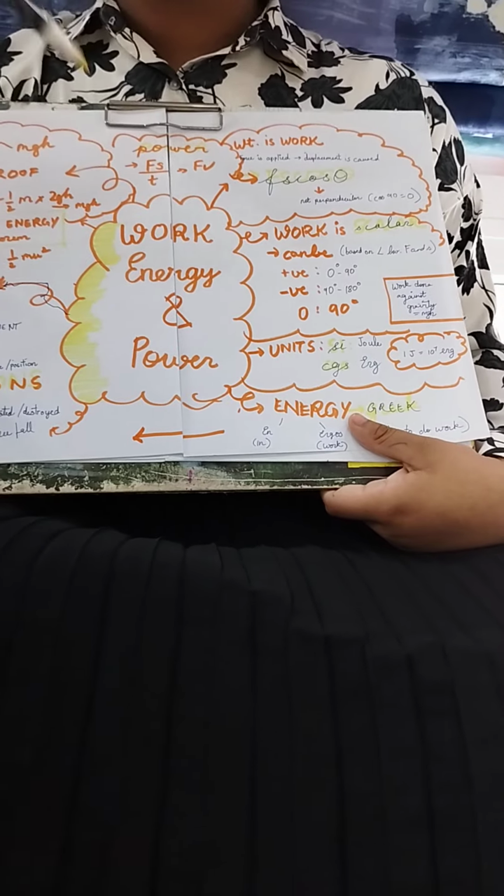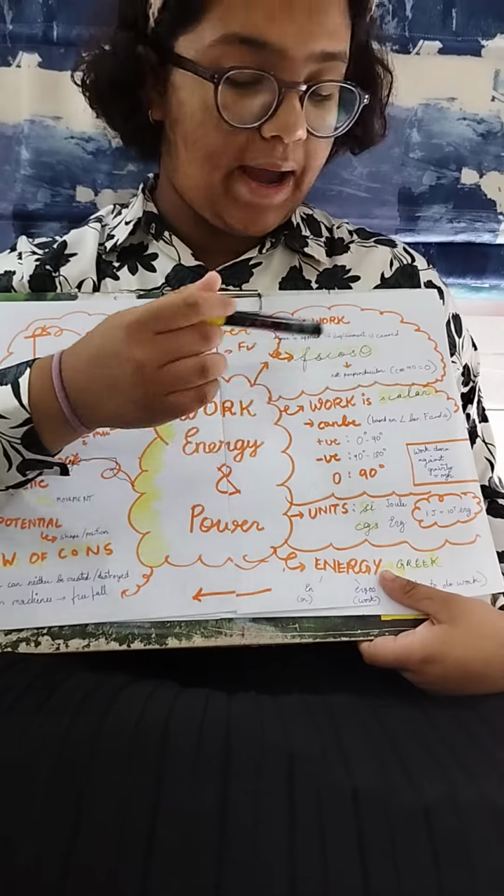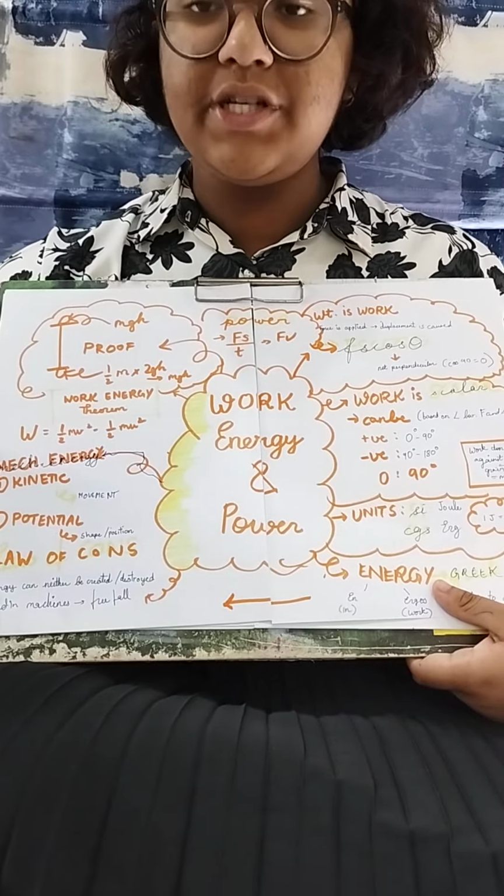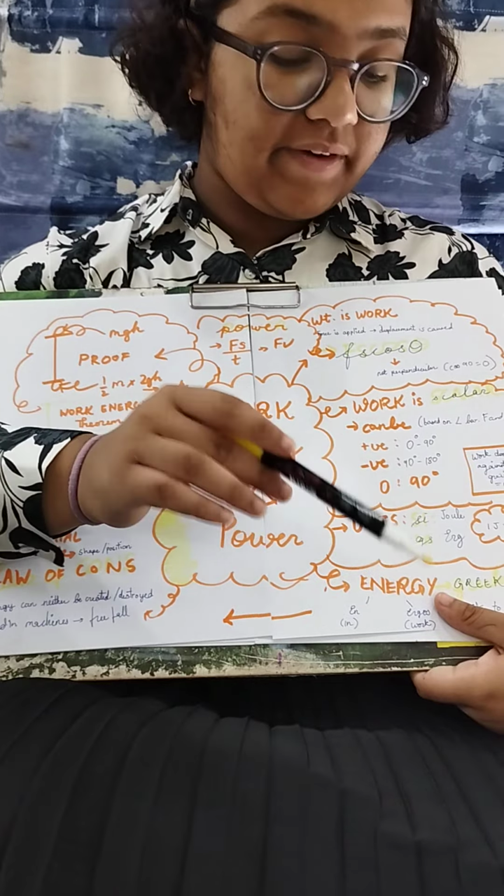Work done against gravity is always going to be mgh. Now, mgh is also gravitational potential energy. That brings us to the concept of energy.